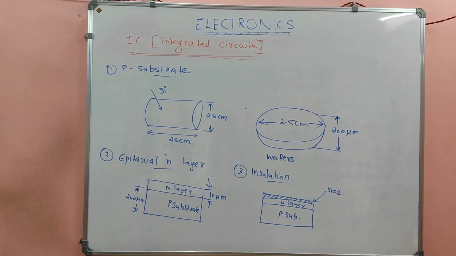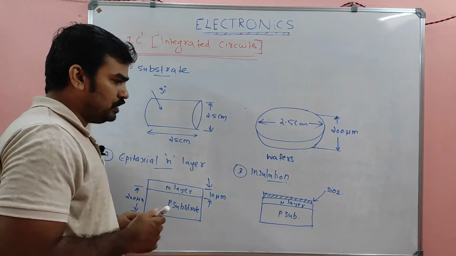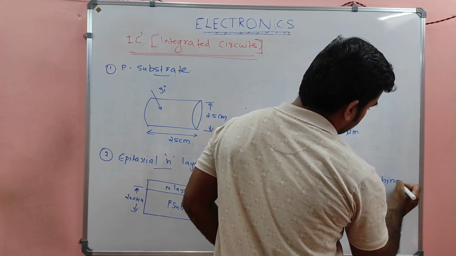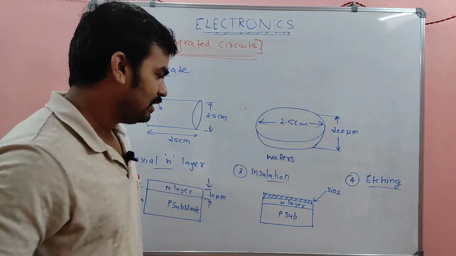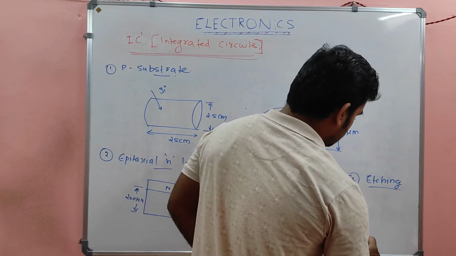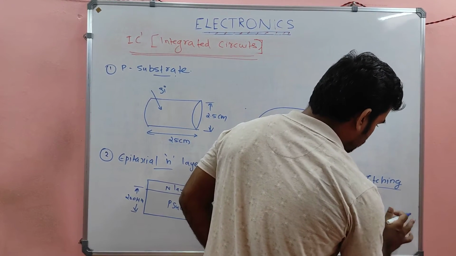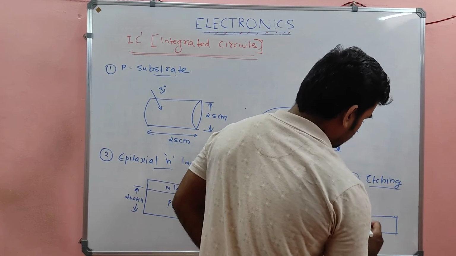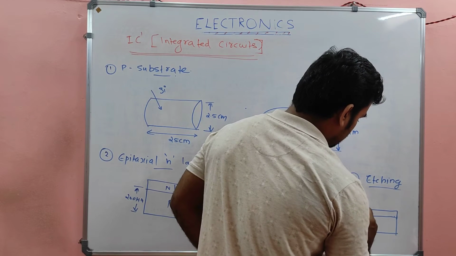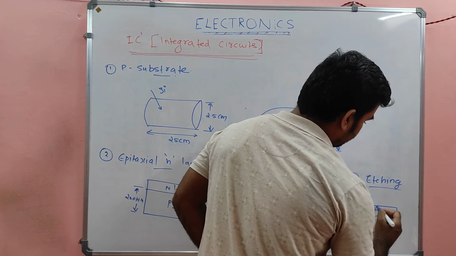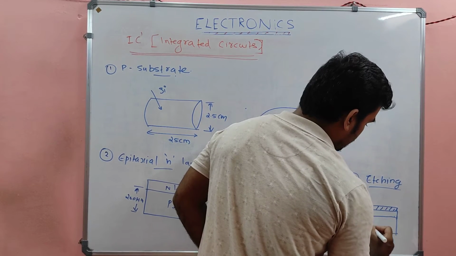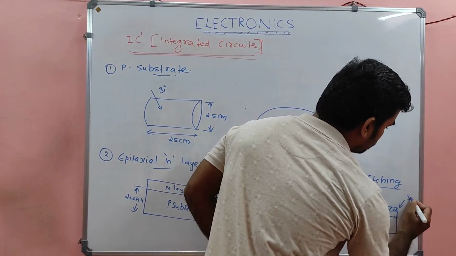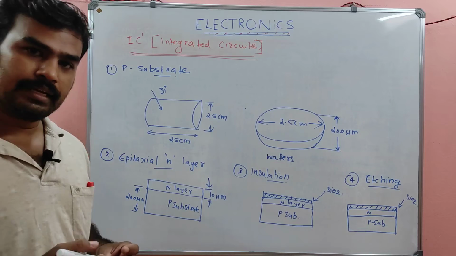Next process is etching. This is a very important process. So this is our substrate, this is N, and this is P substrate. This is the insulation, SiO2.